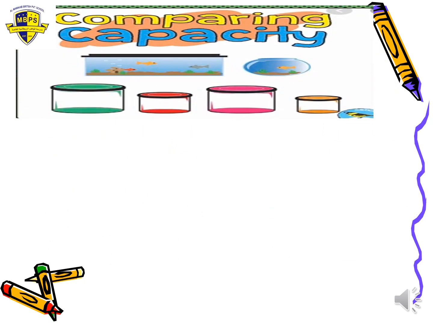Comparing capacities. The word comparing, we have used it before when we were measuring mass, and we compared the mass of different items using heavier and lighter, heaviest and lightest. And we also used the word comparing when we were comparing the length of different items. When I'm comparing length, what do I use? Longer and shorter. And if it's more than 2 items, I will say longest and shortest.